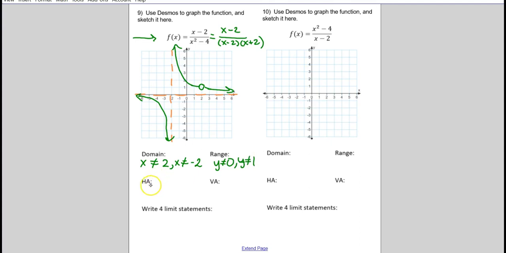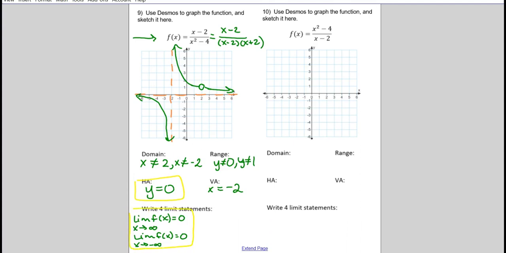The horizontal asymptote is y equals 0. The vertical asymptote is x equals negative 2. And some limits we could write. We could say the limit of f of x as x approaches infinity is 0. The limit of f of x as x approaches negative infinity is 0. Those correspond to our horizontal asymptote.